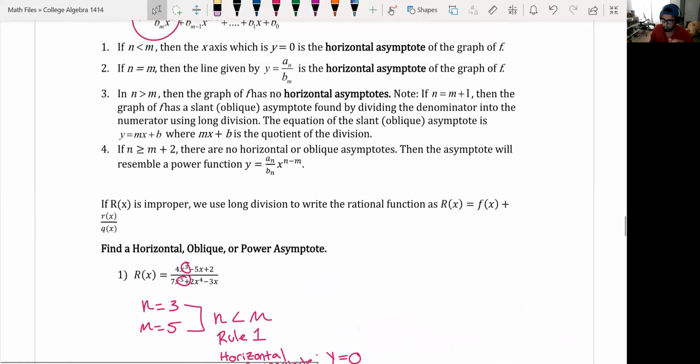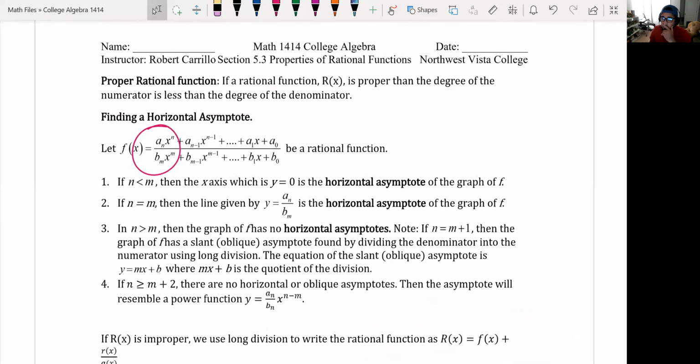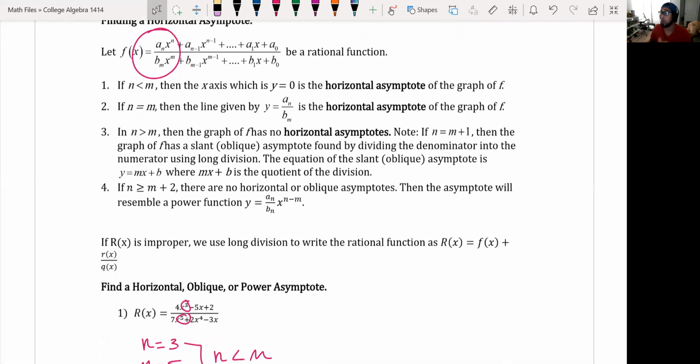Now let's go look at rule 2. Rule 2 says if the degree of the numerator is equal to the degree of the denominator, then the line given by the leading coefficient of the numerator over the leading coefficient of the denominator becomes the horizontal asymptote of the graph. So this happens if the degree of the numerator equals the degree of the denominator. So let's find a problem that looks exactly like rule number 2.